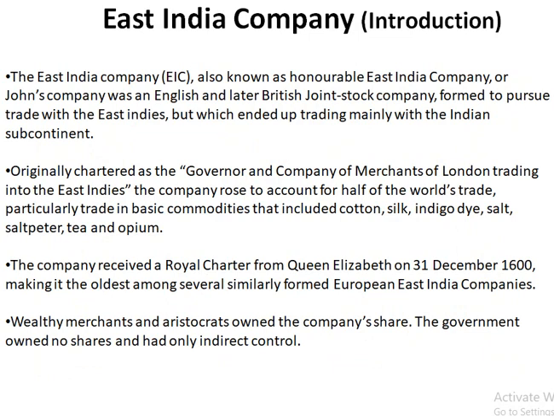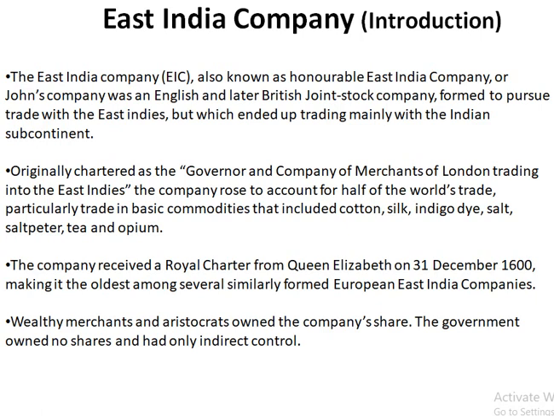The introduction of East India Company is that it was a trading company which was also called Sir John's Company, and this company was actually chartered as the Governor and Company of Merchants of London, trading into the East Indies, and the company rose to account for half of the world's trade, particularly in basic commodities like silk, indigo (indigo is a blue color dye), and saltpeter, tea, and opium. Opium trade East India Company did with China especially.